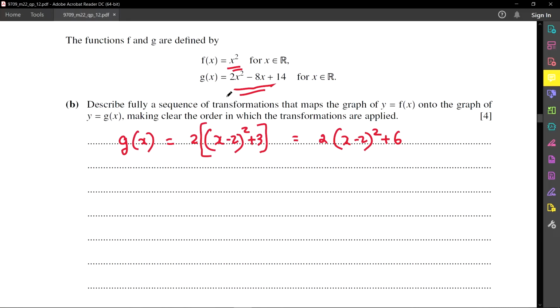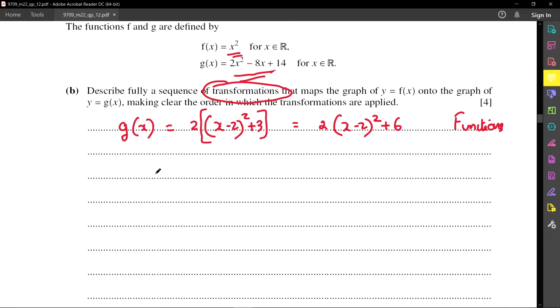What is this concept? It's very simple. It is the transformations. Transformations is a topic that comes under functions, right? This question, the earlier part is the quadratic equations. That's simple. So here, transformation. What is being asked is to describe fully a sequence of transformations that maps the graph of y equal to f of x onto the graph of g of x. So from f of x, which is x squared, mapping f of x onto the graph of g of x.